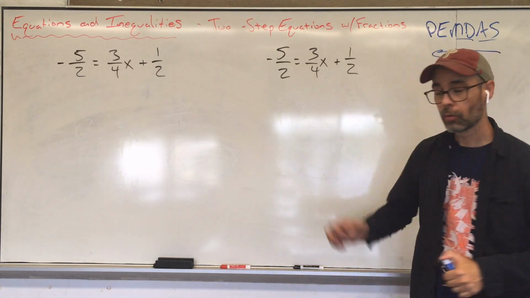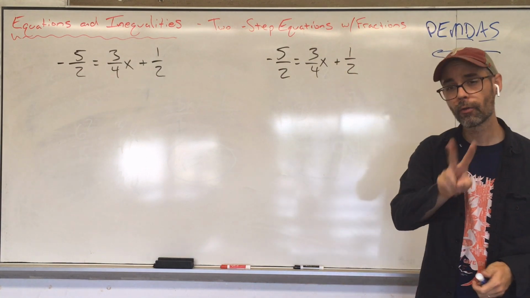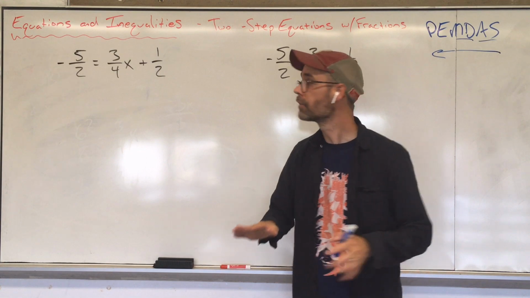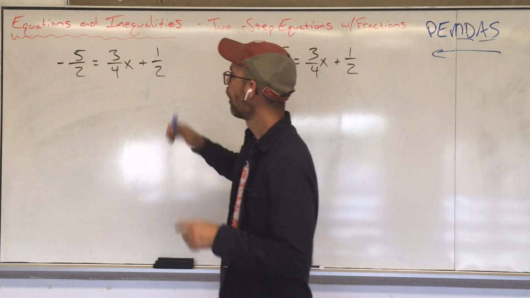I want to talk about two-step equations, but with fractions. I have the same problem written up here twice because I want to show you two different ways of doing the same thing. First way, I'm going to deal with all fractions. Then we're going to try and find a way around having fractions.